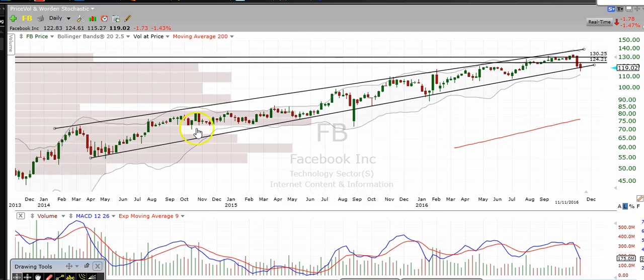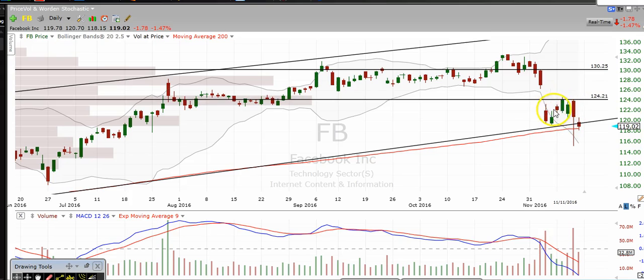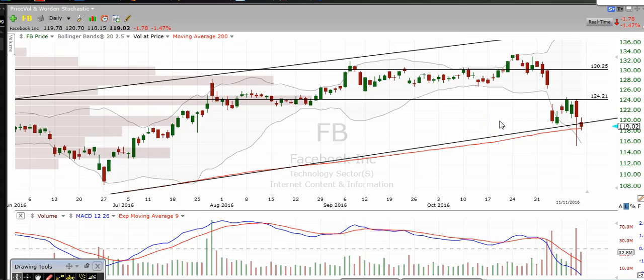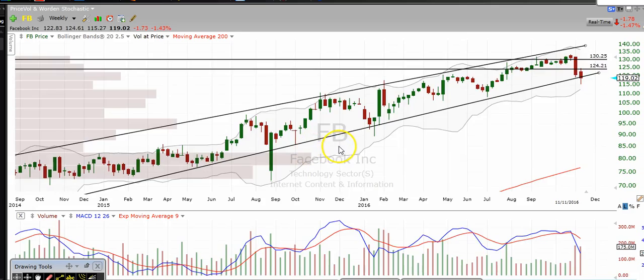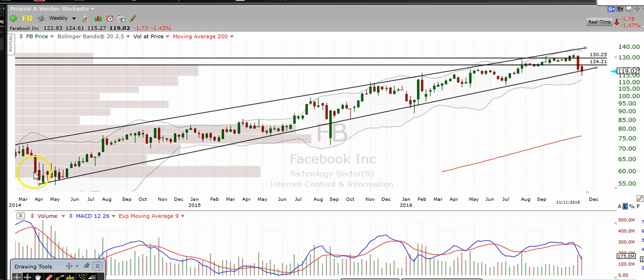And first I'm going to cover the daily, then I'll cover the weekly chart here. So in the near term, we have resistance up here at 124.21. You can see a couple touches right there. Again, it's not a major resistance, but it is a short-term level right here. The next level you want to look at is this uptrend line that is best viewed on the weekly chart. You can see how many bounces we've gotten off of it. And this is going back to the beginning of 2014.